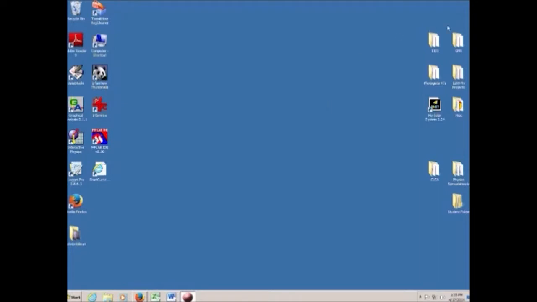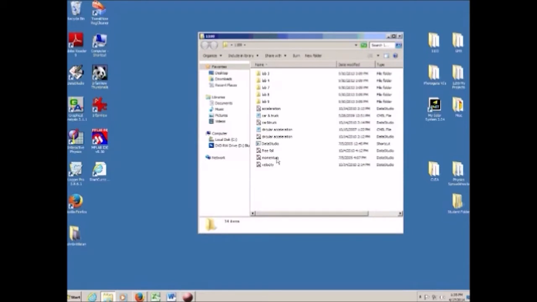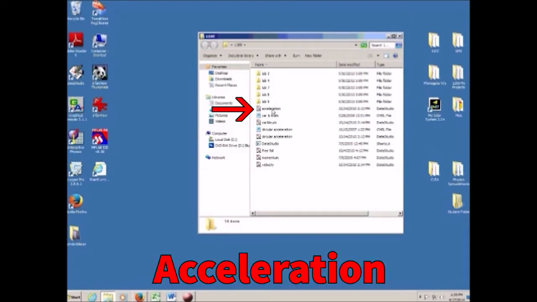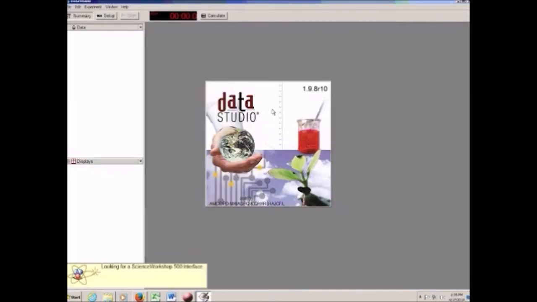So as usual, all the files you need are in this 1100 folder. So double click that and open it up. Last week we used velocity. This week we're going to use the acceleration program. So double click on that and let it open up.